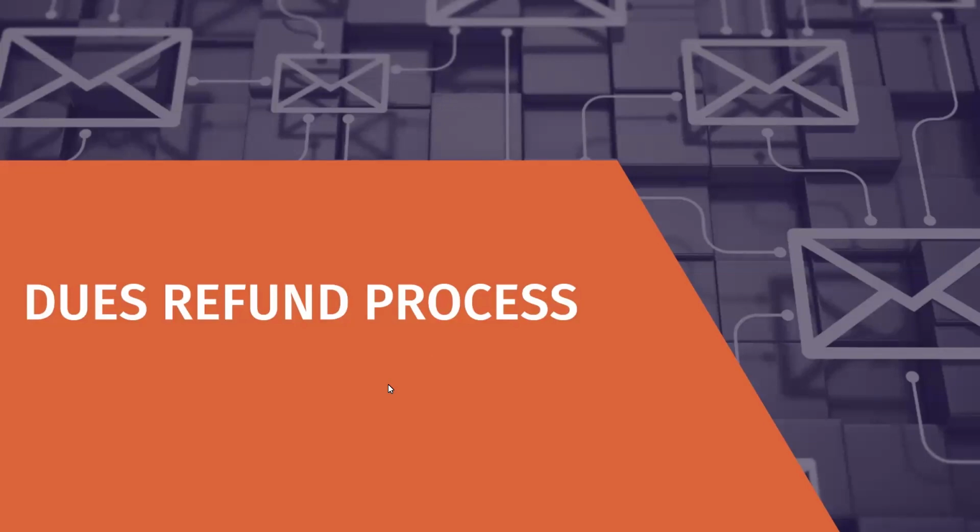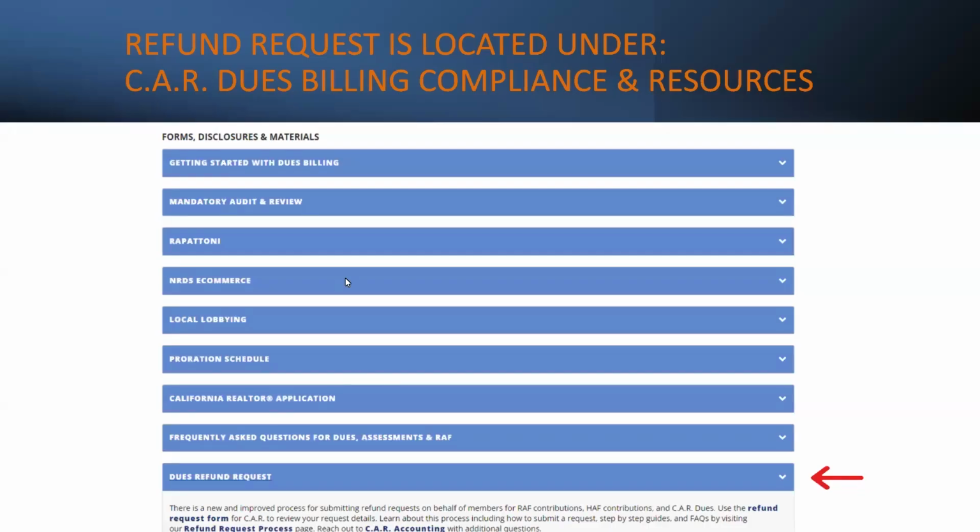All right, so let's talk about the dues refund process. You can find the dues refund process on CAR.org. The refund request is located under the C.A.R.'s Dues Billing Compliance and Resources section. This is a new and improved process for you to submit refund requests on behalf of members for RAF contributions, HAF contributions, and C.A.R. dues. As you know, C.A.R. dues is non-refundable, but there are instances where they do qualify for a refund. This is where you will come to request the refund.